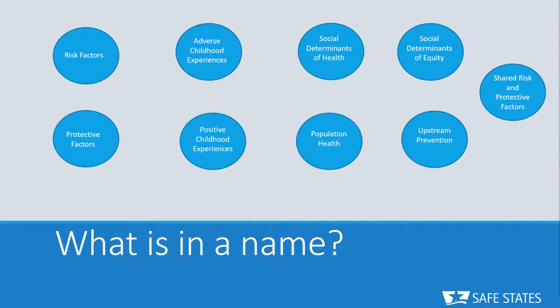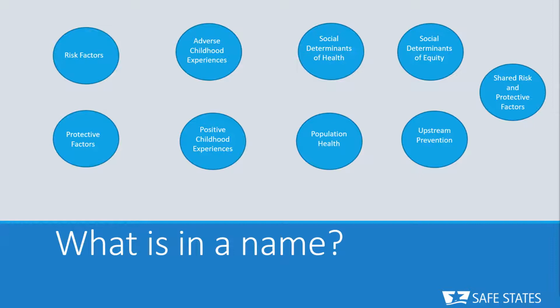A protective factor is the opposite. It's an attribute, characteristic, or influence at the biological, psychological, family, community, or cultural level that precedes and is associated with the higher likelihood of positive outcomes and lessens the likelihood of negative outcomes.